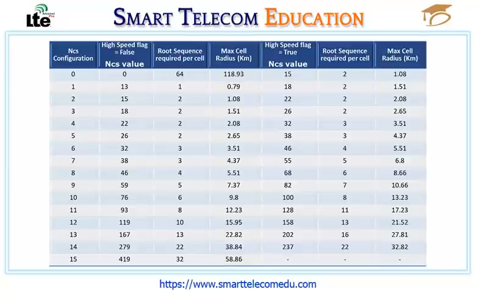If the cell range is 5 kilometers, and the high-speed flag is set to false, then the NCS value is 8, and the number of required root sequence index for the cell is 4. If the cell range is 10 kilometers, and the high-speed flag is set to true, then the NCS value is 9, and the required number of root sequence index for the cell is 7.